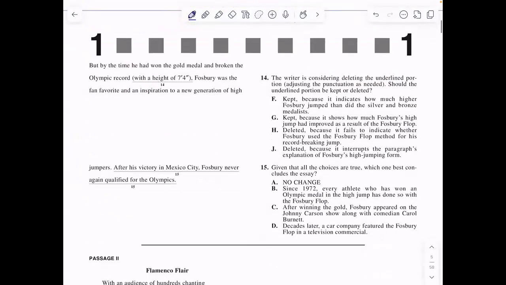Okay, 14. By the time, let's read our question first because we got something going on here. The writer is considering deleting the underlined portion. Should we keep it or delete it? Remember, with these, you want to ask yourself, is what you're given more specific? If so, then we do want to keep it. But by the time he had won the gold medal and broken the Olympic record with a height of 7'4", Fosbury was the fan favorite and an inspiration to a new generation of high school jumpers. I would keep it. I feel like that's pretty important.